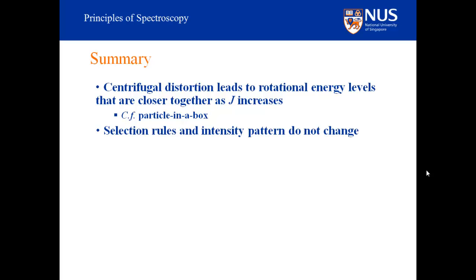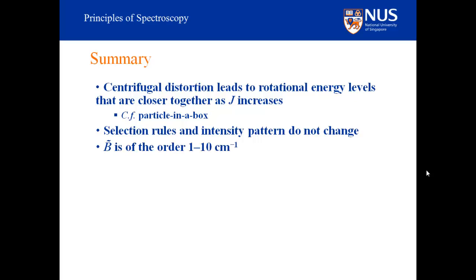This improvement to the model, however, has not changed the selection rule or significantly changed the intensity pattern. The selection rule is still that it must have a permanent dipole moment, and the specific selection rule that delta J is equal to plus or minus 1 is still rigorous. The intensity pattern still depends on the Boltzmann distribution, just as it did for the rigid rotor.